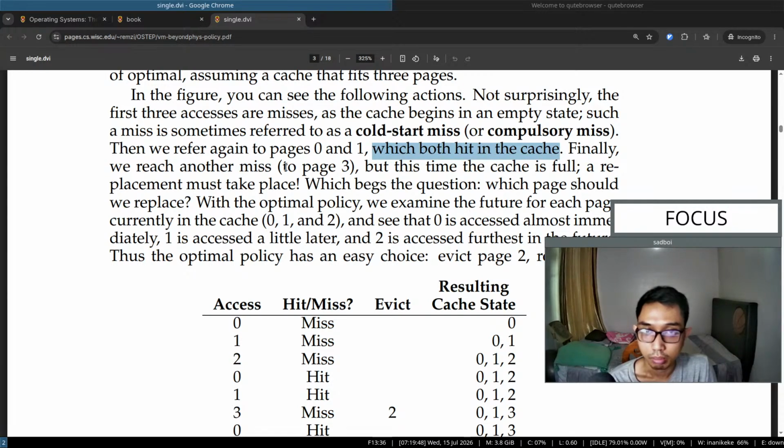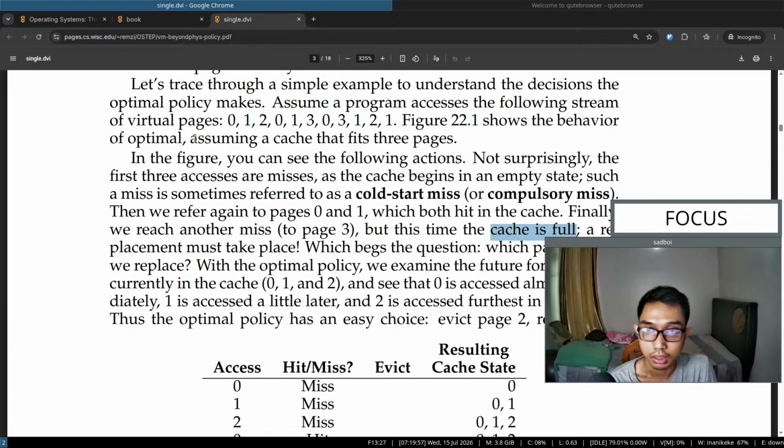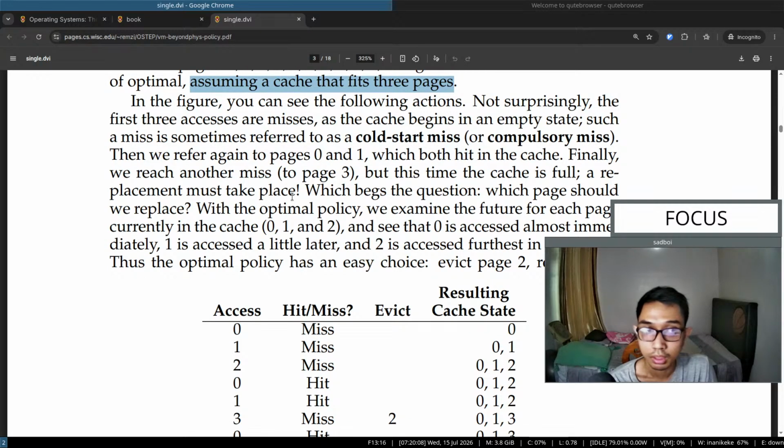Finally, we reach another miss to page 3, but this time the cache is full. Again, the assumption here is that the cache only fits three pages, so only 0, 1, and 2. A replacement must take place, which begs the question: which page should we replace?